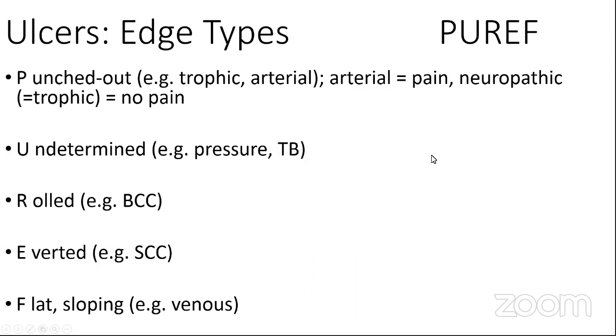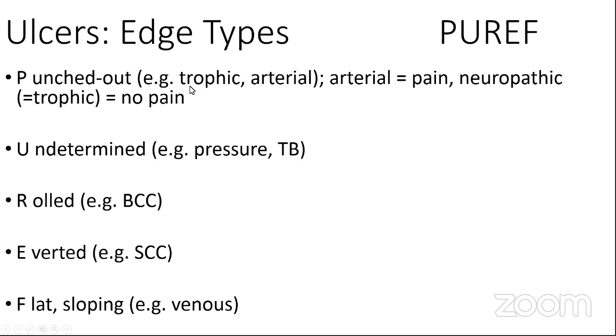Now, edge of the ulcer. Edge is, like we said, between margin and the floor. Now, types of the edges. Each one is specific. Some are given specific names. And the short form or mnemonic to remember is PUREF. P-U-R-E-F. P stands for punched out.